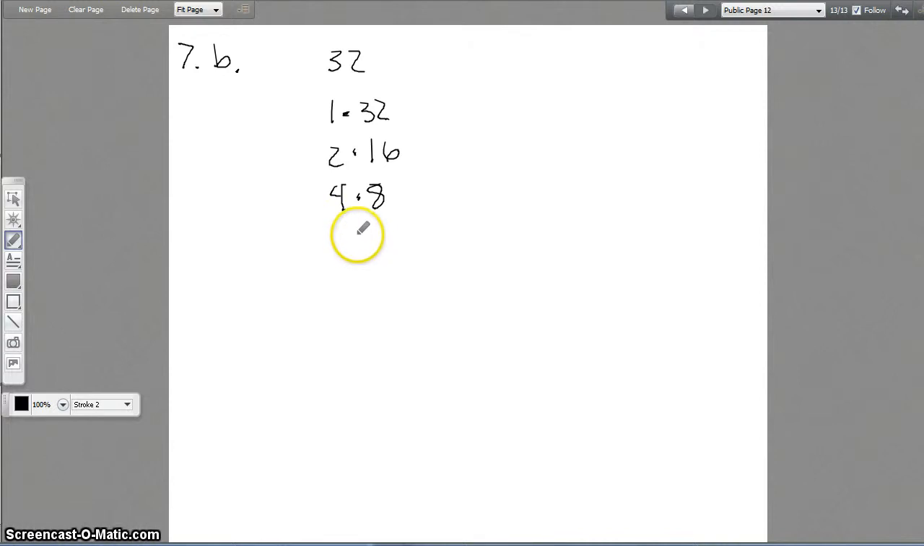5 is not a factor of 32. 6 is not a factor. 7 is not a factor. The next factor is 8. So we're ready to go back up our list again. So that means that we have all of our factors. What it wants you to do is to list the factors in order from smallest to largest. So that would be 1, 2, 4, 8, 16, 32.